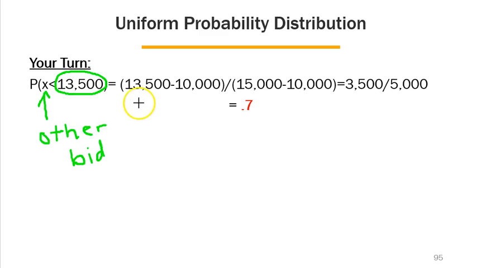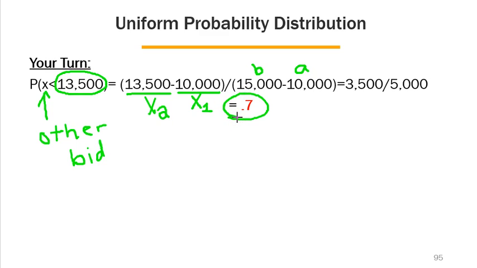All right, so how do we figure this then? No bids are less than 10,000, so you know your competitor is not going to bid below that. So you get the 13,500, that would be like the X2, and the 10,000 would be the X1, because you know they're not going to bid less than that. And then we have over here again the B and the A, and we just crank through that. Get 3,500 over 5,000. That is 0.7.